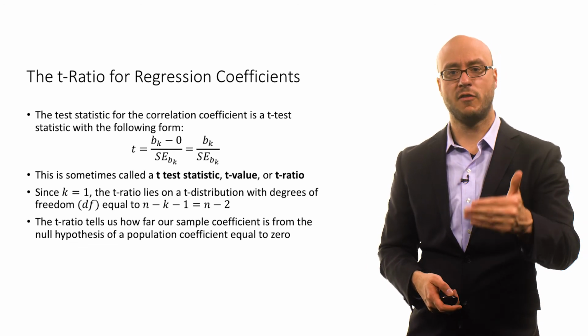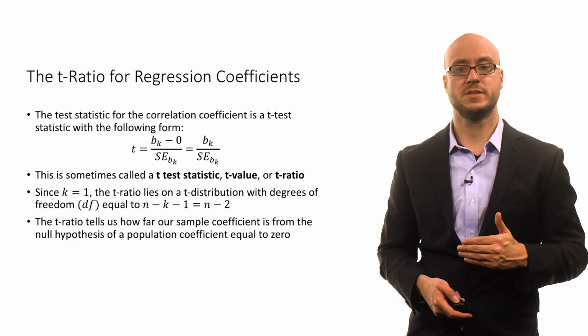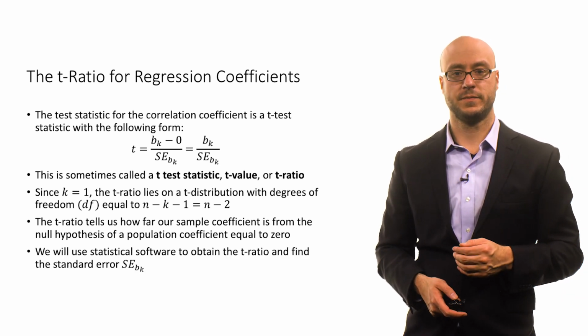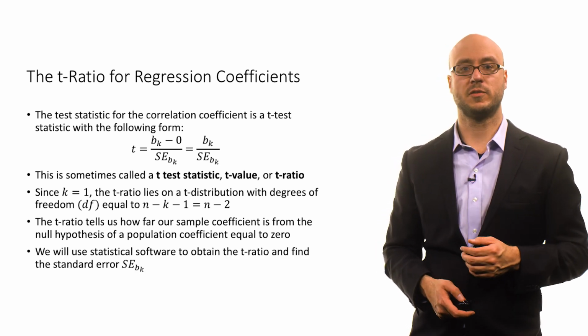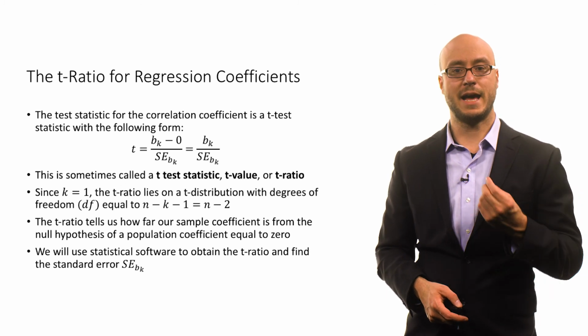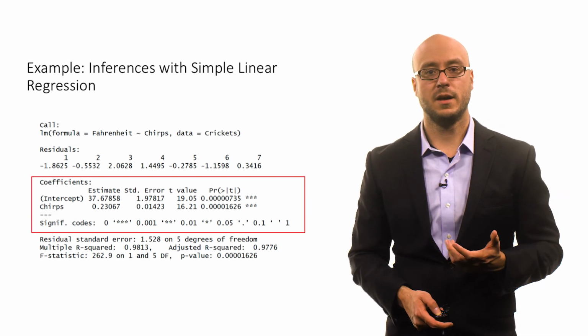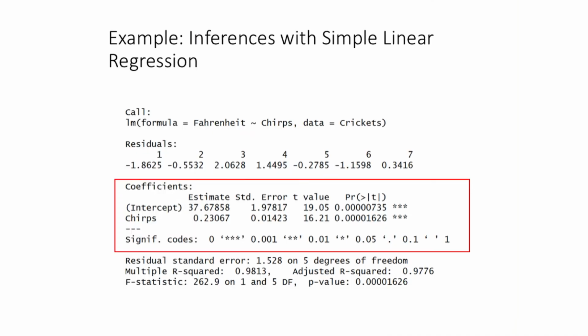It tells us how far a sample coefficient is from the null hypothesis, assuming that the coefficient in the population equals 0. Again, we're going to use statistical software to obtain the actual standard error for the t-ratio. Here's an example of output from simple linear regression. This is using the cricket chirps data. We can see that the t-ratio, the t-value, is roughly 16 for chirps.